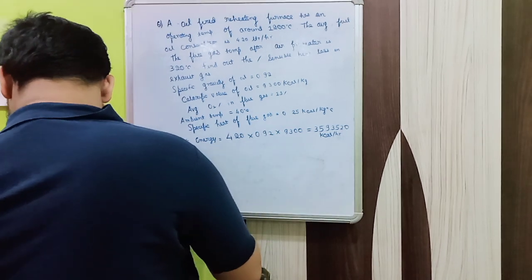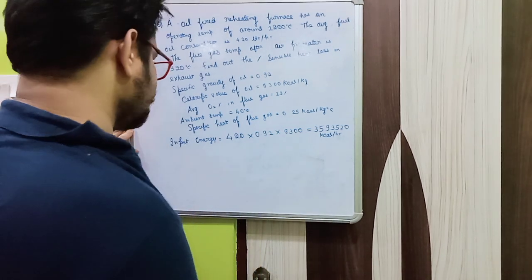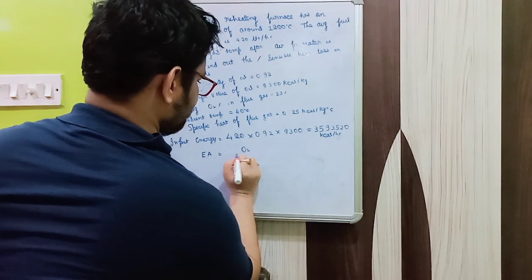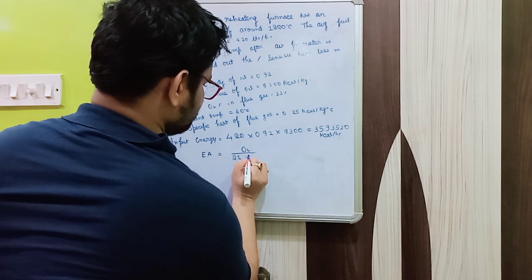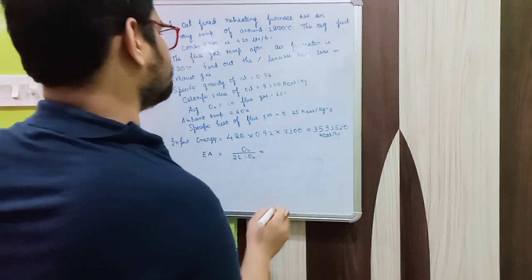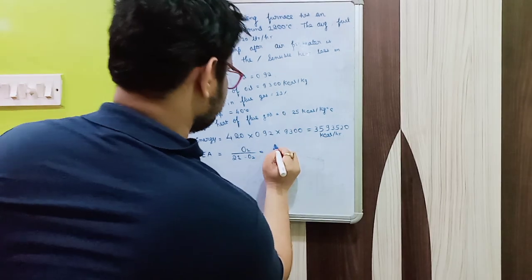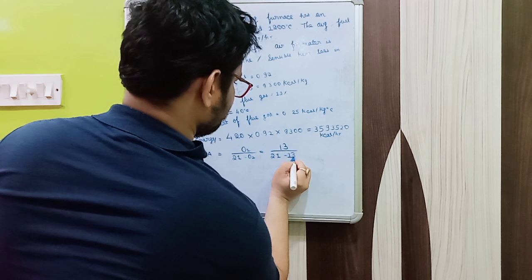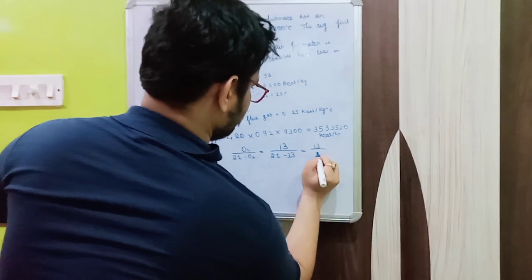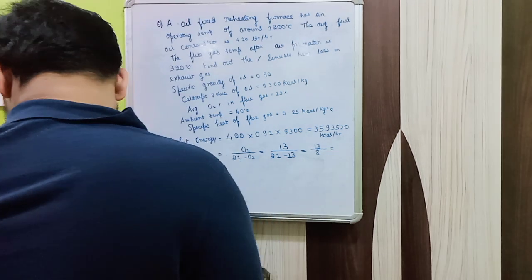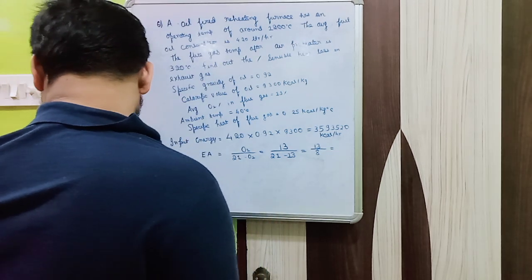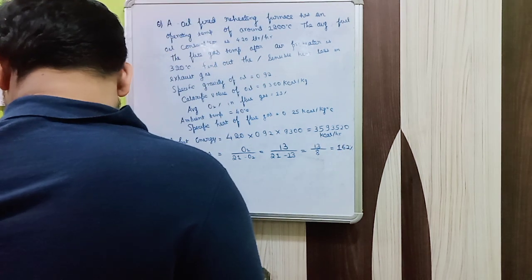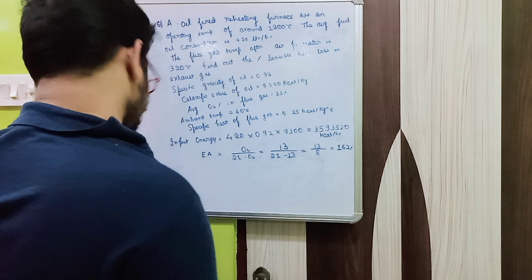Now we can find out the percentage excess air. Excess air is O2 divided by 21 minus O2. The given O2 percentage is 13, so 13 divided by 21 minus 13, that is 13 divided by 8. If we divide this, we get 162%.